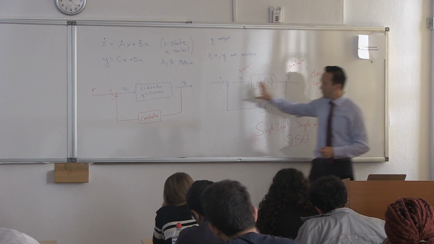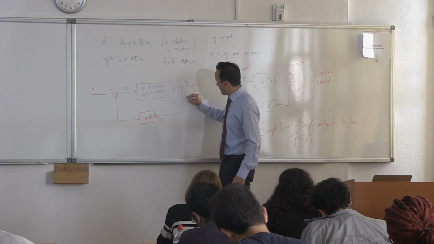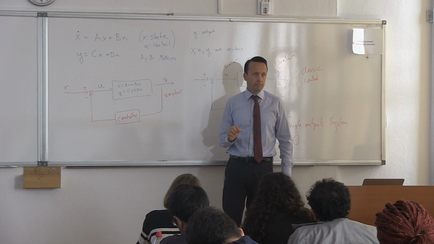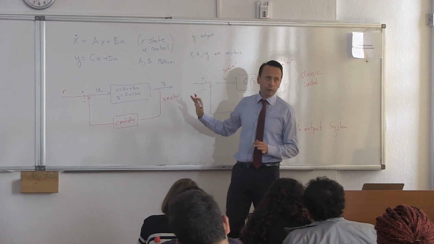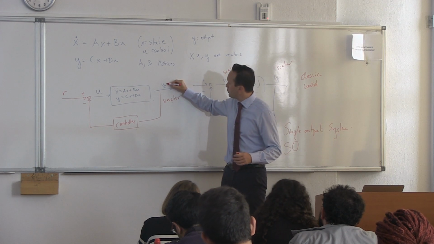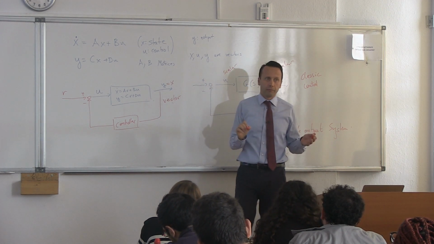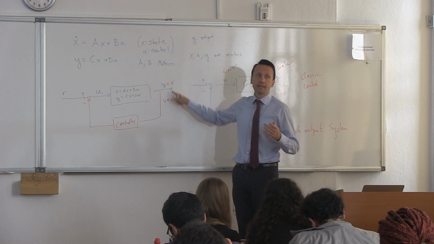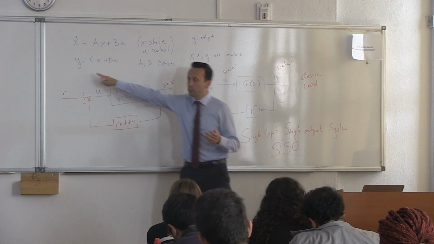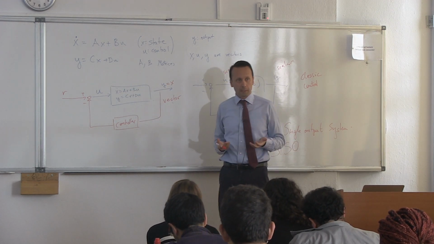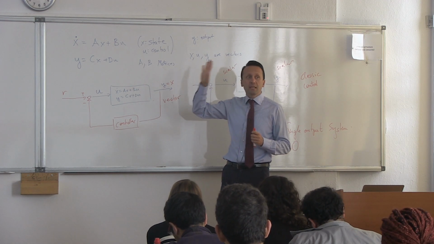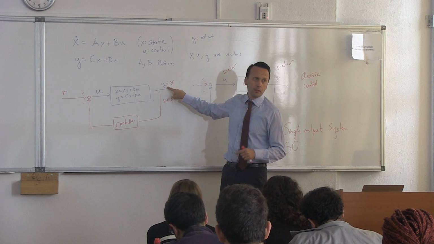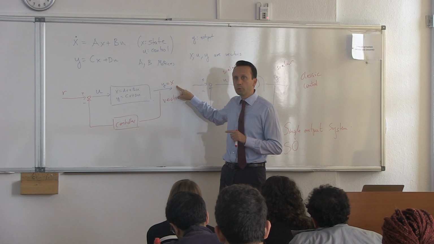Now the difference between this and this is that we are actually feeding back a vector. We are feeding back the whole vector, okay? And for a majority of this course, we will assume that the output is actually the state itself. That's why it's called state feedback control. We are feeding back the state, not the output. If I feed back the output, we would call it an output feedback control, okay? But this course specifically concentrates on the fact that the output is equal to the state.